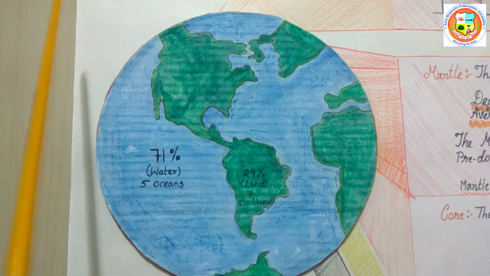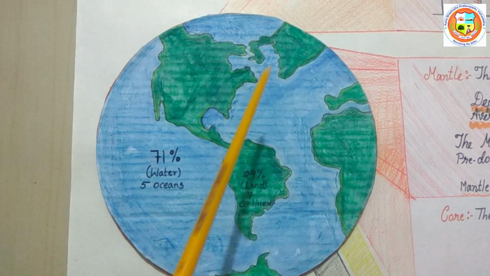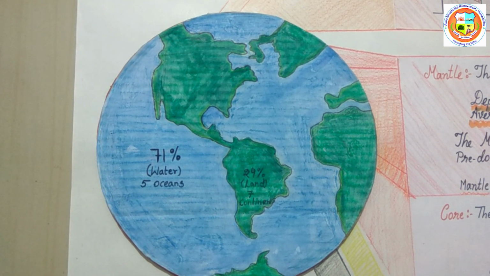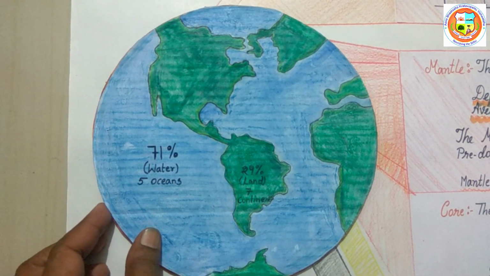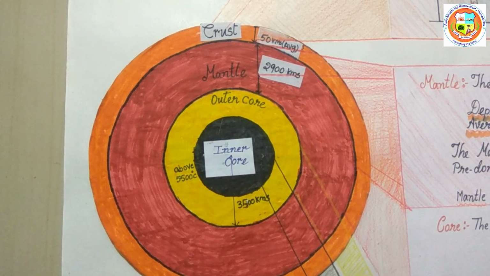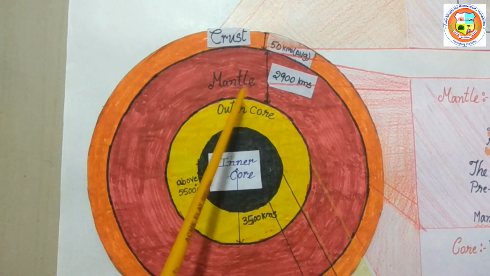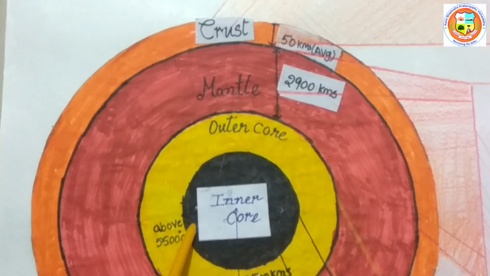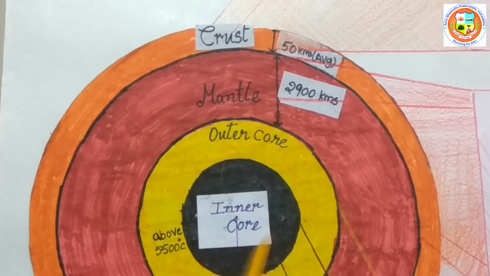Like the apple has a skin, pulp and core, the earth also has 3 different layers. Now we are going to see the 3 different layers. What are they? The 3 different layers are the crust, mantle and the core. The outer and inner core is counted as only one. So crust, mantle and core are the 3 different layers of the earth.